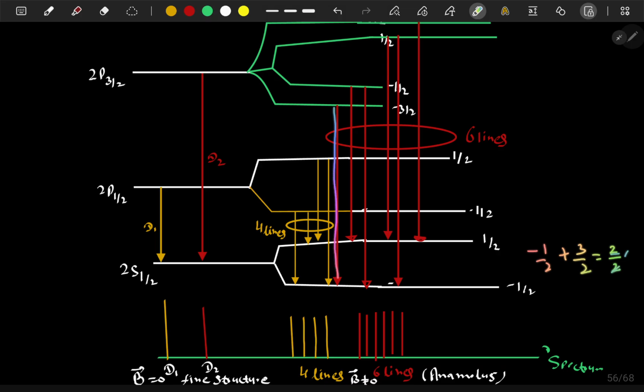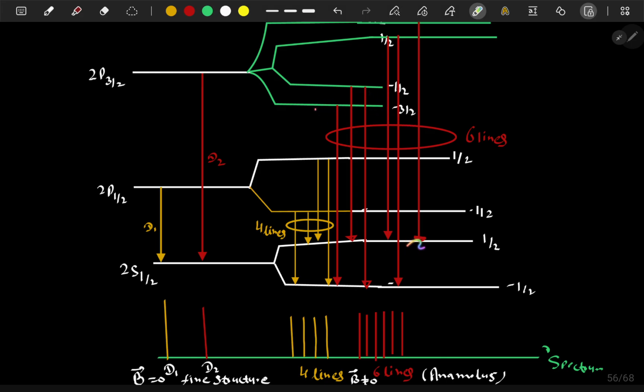Yes, it is possible. From here to here is possible. Now let's check. From here to here, is it possible? So 1 by 2 minus plus 1 by 2 is 0. Yes, it is possible. Now let's check. From here to here, is it possible? Minus 1 by 2 minus plus 1 by 2 is 0, possible. So all these levels are possible.